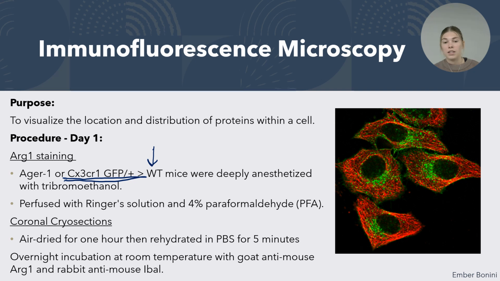And then from here, they're going to be perfused with Ringer solution and then 4% paraformaldehyde, which is abbreviated as PFA. So later on when you see it, that's just what it's referring to. And then after we go through this arginase 1 staining, we're going into coronal cryosections. For this, they are air dried for an hour and then rehydrated in another solution that's known as PBS, for 5 minutes. And then overnight incubation is going to occur for these cryosections, and that'll be at room temperature.